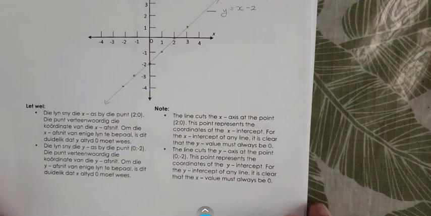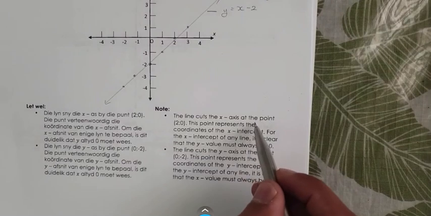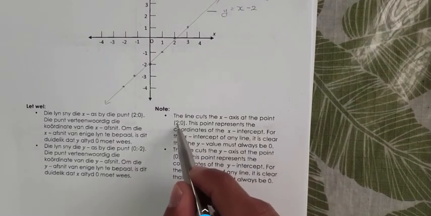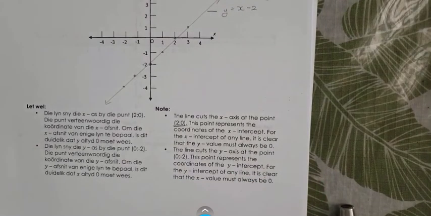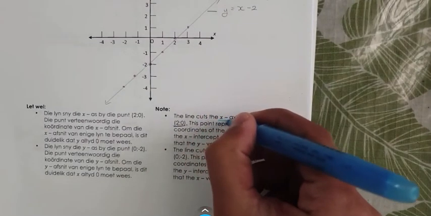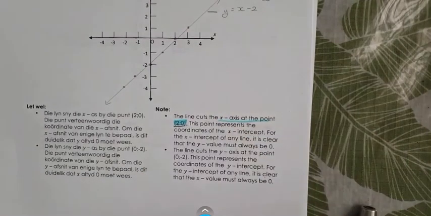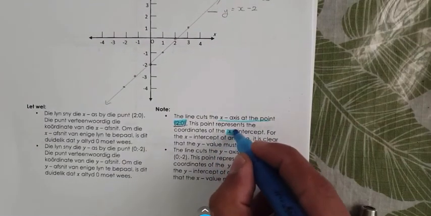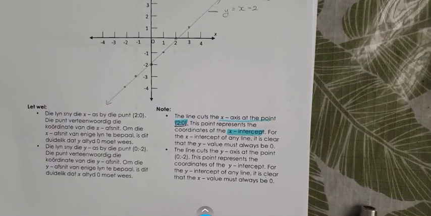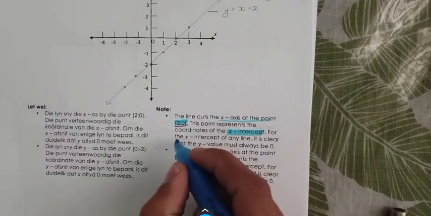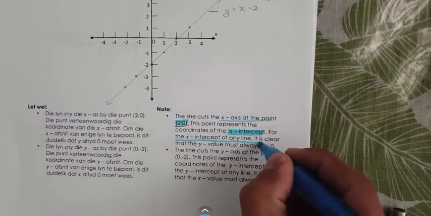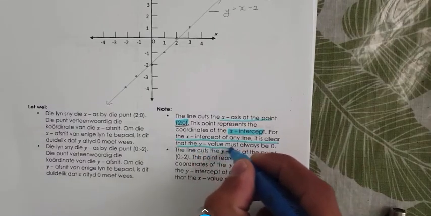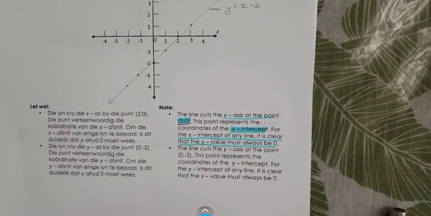Alright, note the line cuts the x-axis at the point 2 and 0. That is quite important. The line cuts the x-axis at the point 2 and 0. This point represents the coordinates of the x-intercept. For the x-intercept of any line, it is clear that the y value must always be 0. That is very, very important, people. The x-intercept of any line, the y value must always be equal to 0.